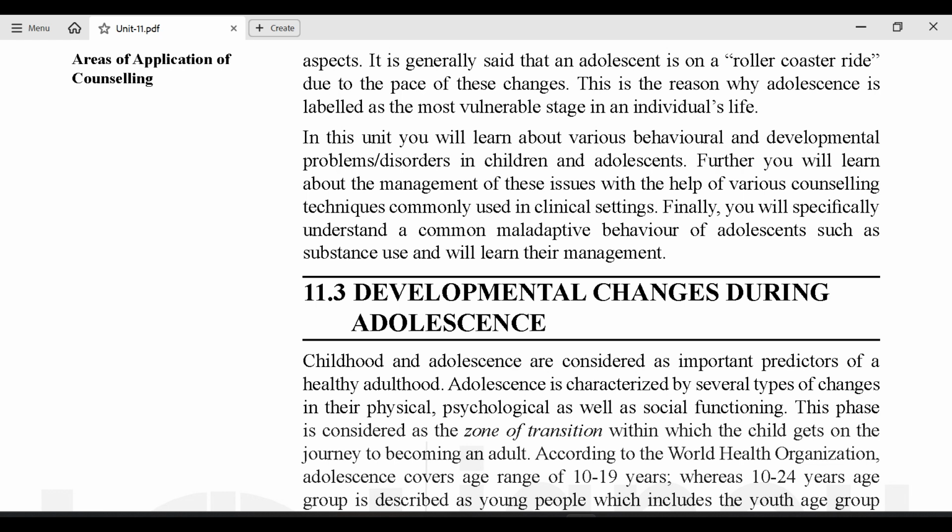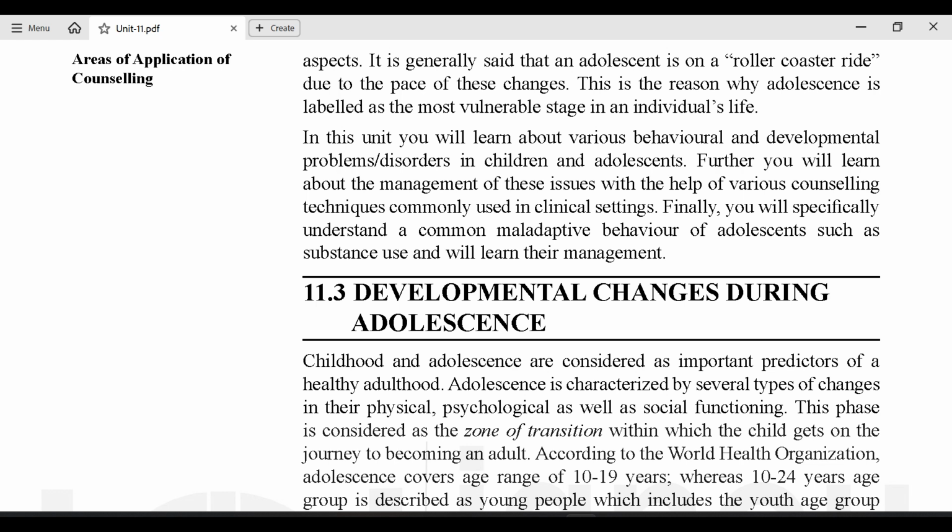In this unit you will learn about various behavioral and developmental problems and disorders in children and adolescents. Further, you will learn about the management of these issues with the help of various counseling techniques commonly used in clinical settings. Finally, you will specifically understand a common maladaptive behavior of adolescents such as substance use and will learn their management.